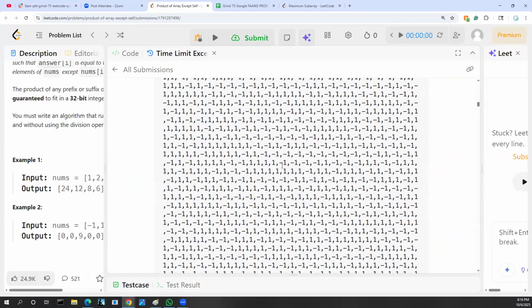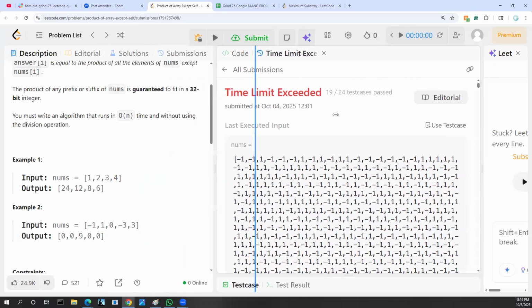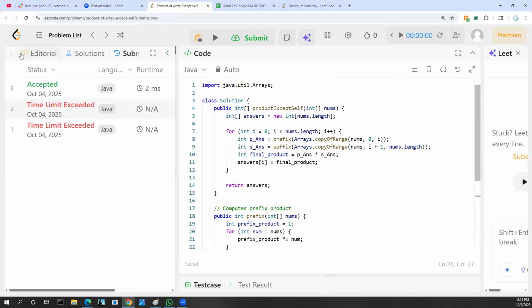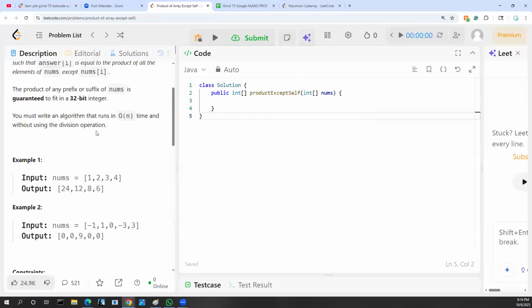It only passed 19 cases. So there can be intuitive thinking, okay, I want to avoid these nested loops altogether. What am I doing wrong? Or what can I do differently? And let me remove this so it's easy for us to start thinking from scratch.